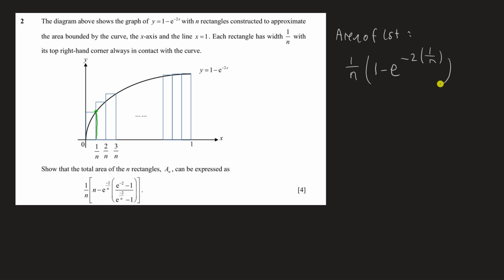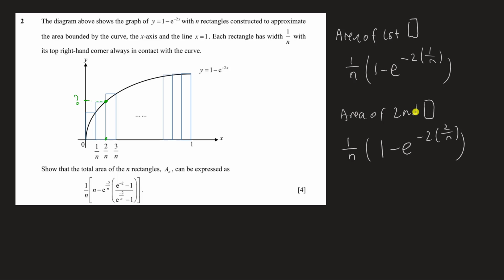Okay, we do not simplify it because if you simplify it, maybe you don't see the pattern later on. Then do the second rectangle once we're done with the first. Second rectangle, this one. Area of second rectangle. Breadth, same thing, 1 over n. What is the height now? The height will be subbing in this particular value into the curve to find this point, right? Subbing in 2 over n inside the equation of the curve. 1 minus e to the power negative 2 times 2 over n.